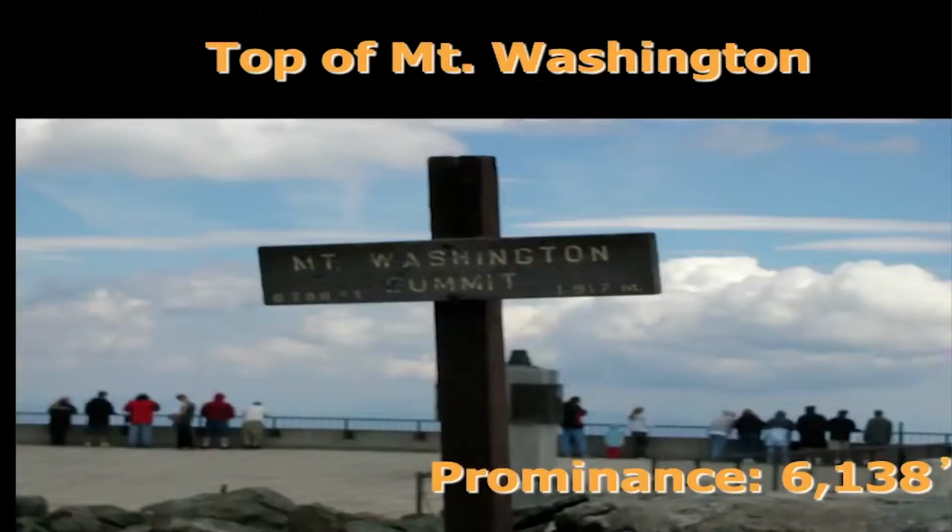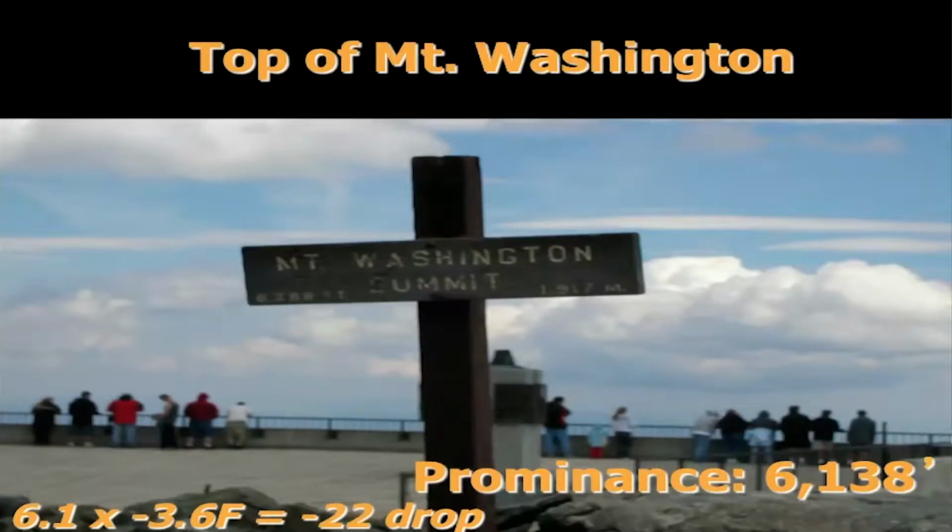Now the top of Mount Washington's at 8,000 some feet. It has a prominence of 6,100 feet. That's the height from the base of the mountain to the top. So if you do the math, it's 6.1 thousand feet times 3.6 degrees every 1,000 feet. That's a 22 degree drop. So 79 degrees at the bottom minus 22 degrees equals about 57 degrees at the top.